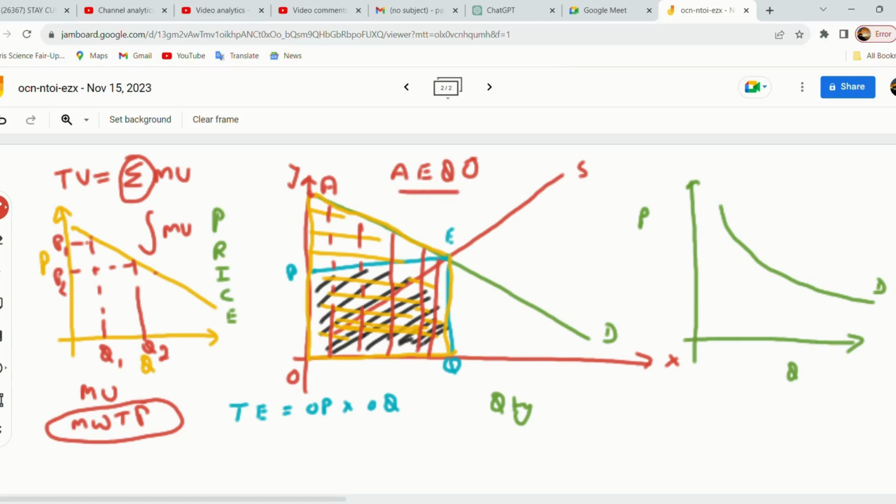This trapezium is the consumers' willingness to pay to buy OQ quantity. This much money the consumer is willing to pay. Now I'm going back to that demand curve, the quadratic function given in the question. In this demand curve, we will calculate this entire area by doing integration of the inverse demand function. So let's do it in the next slide.